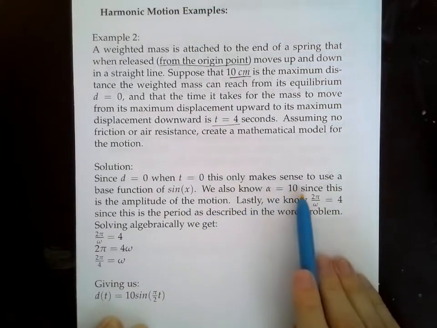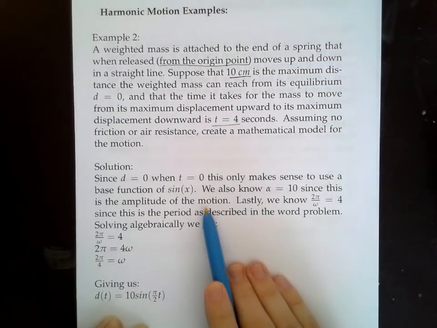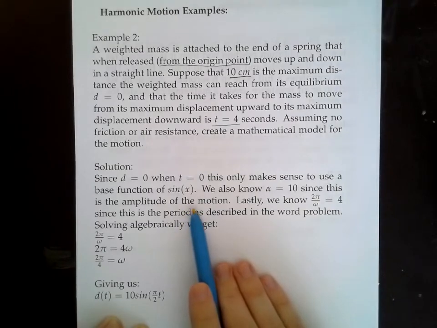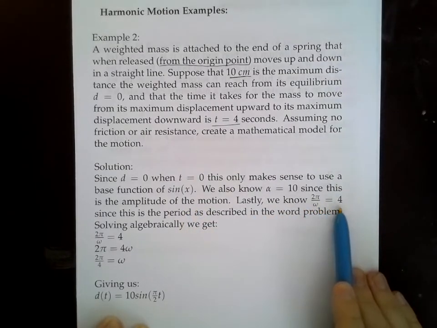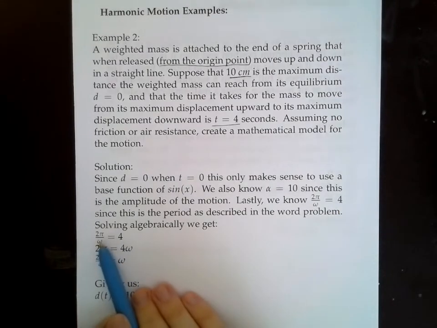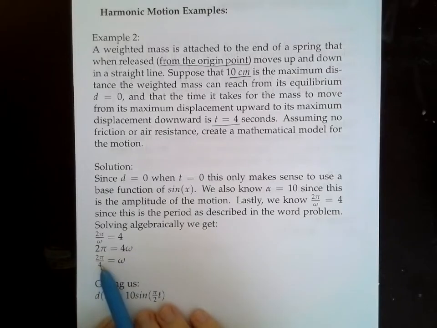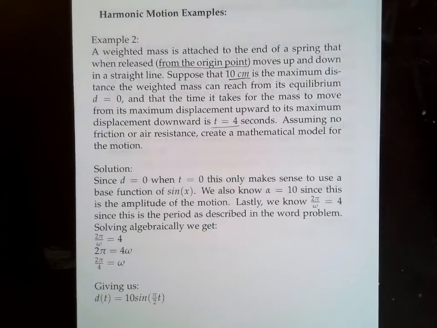We know that our amplitude is going to be 10, since this is the amplitude of the motion, so alpha is going to be 10. Lastly, we know that 2 pi over omega is equal to 4, which means we can solve: 2 pi is equal to 4 omega, which in this case gives us 2 pi over 4 is equal to omega, or that our omega value is going to be pi over 2.